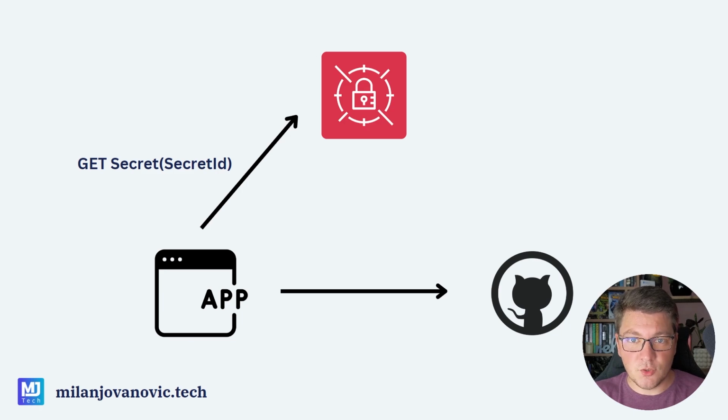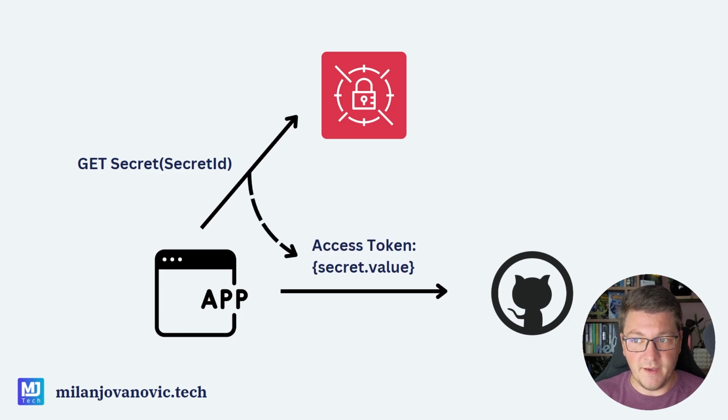Secrets Manager is going to give us back the secret, if it exists, and we're going to use the secret value as the access token that we provide in our request that we send to the GitHub API. So this slightly changes our initial flow. We now need to send an additional request to the AWS Secrets Manager service to obtain the secret value before we can communicate with our external API.